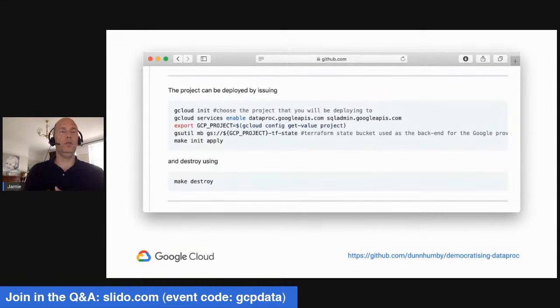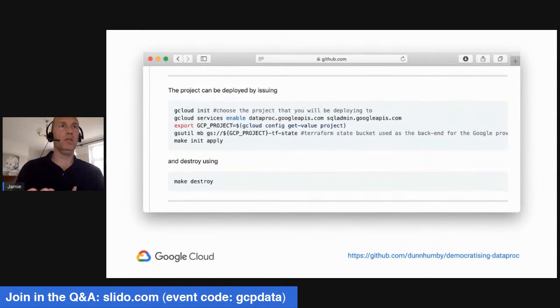And to use this project, it's actually quite simple. This is taken from the README of the project. So all we have to do is initialize our gcloud tool. After actually creating a project in which we want to do this, we have to enable a bunch of services, specifically the Dataproc Google APIs and the Cloud SQL Google APIs. We specify which project we're going to use.